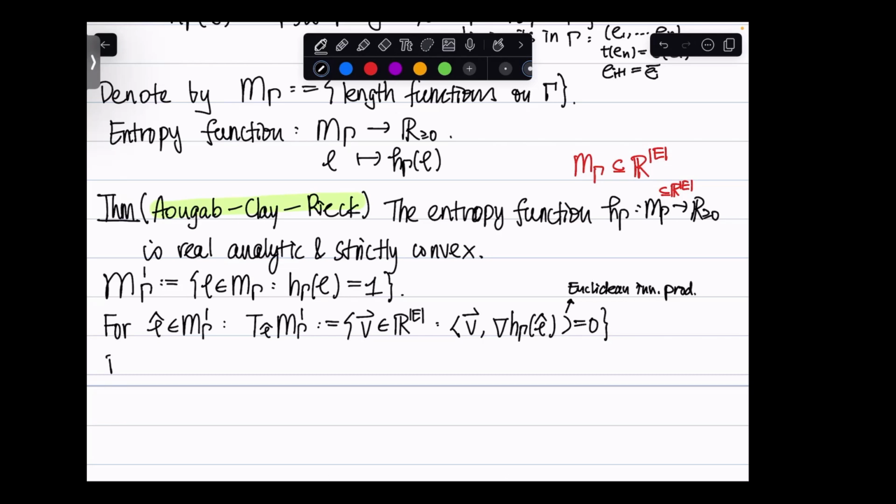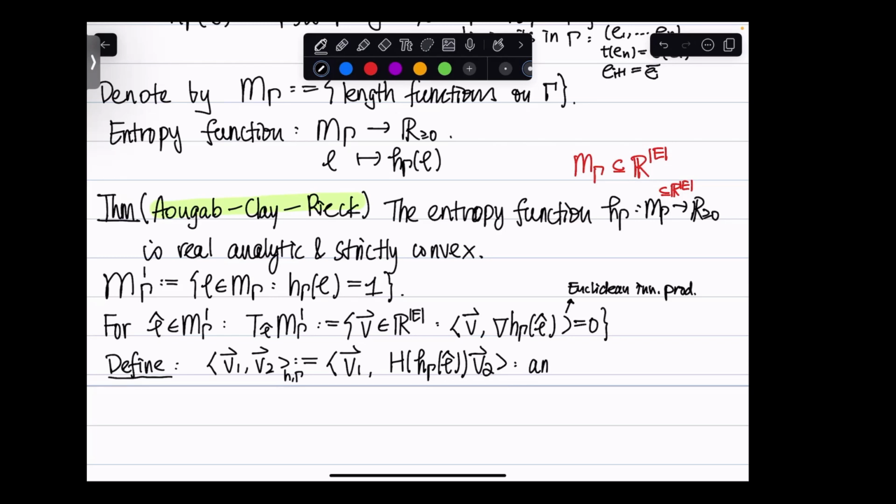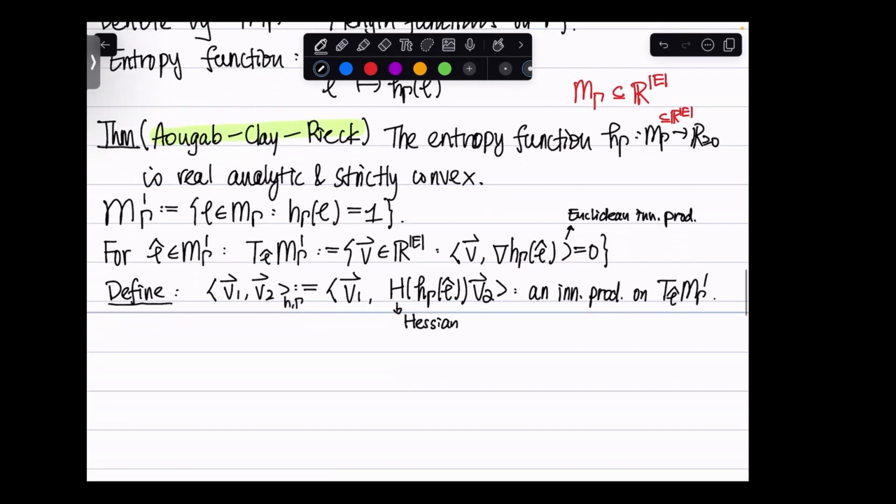Then we can define an inner product on the tangent space. If I take two vectors in the tangent space, then I define their inner product using H gamma, the Hessian of this entropy function. So basically, the inner product is given by the Hessian of the entropy function. Here H is a Hessian, and because the entropy function is strictly convex, the Hessian is non-degenerate, and this defines an inner product on the tangent space.